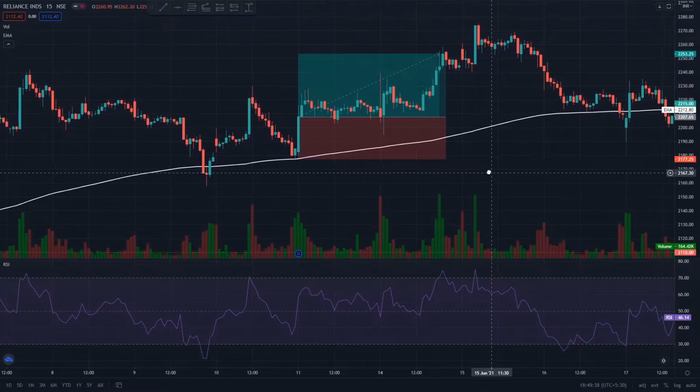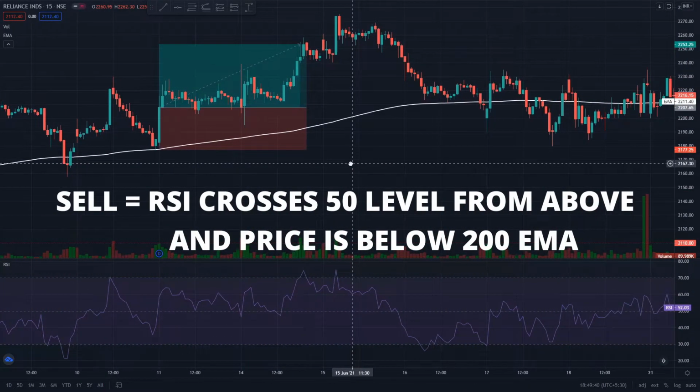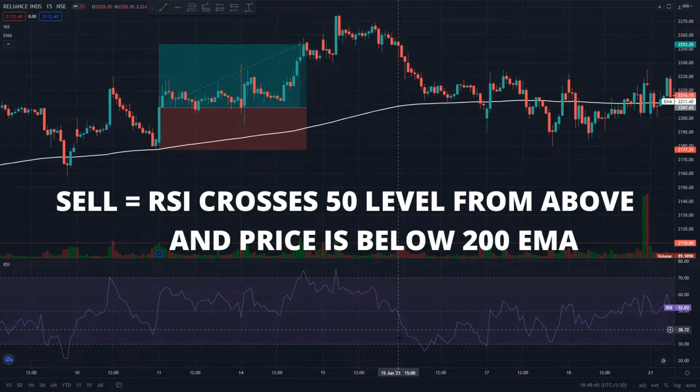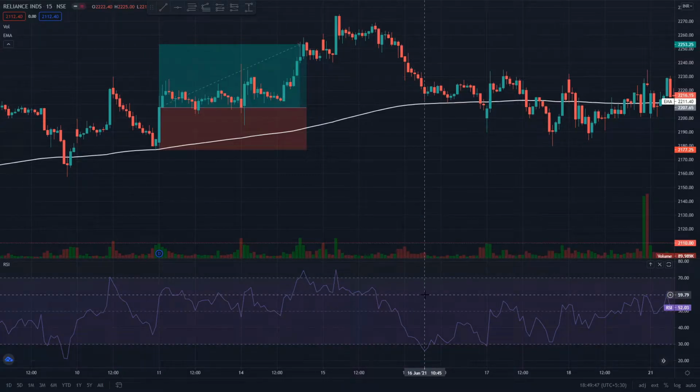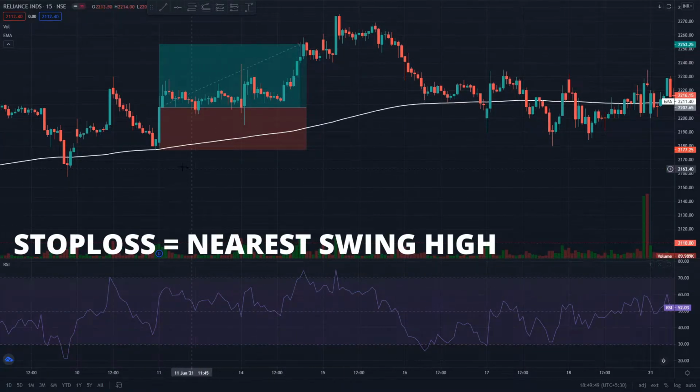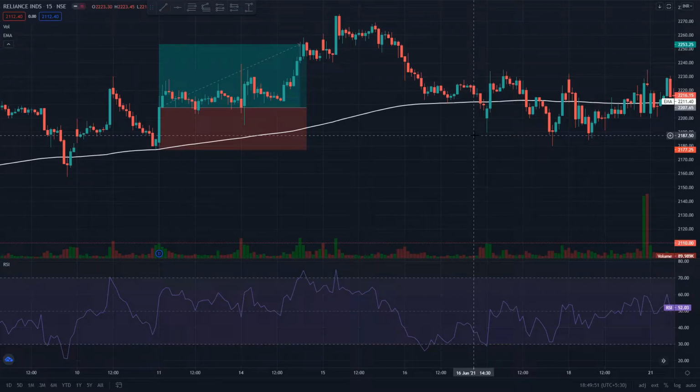And it's the opposite for a short trade. Only take a short when the price is below the 200 EMA and RSI crosses the 50 level from above. And you would set your stop loss to the nearest swing high for the short setup. Anyways, that's the setup. Let's test this 100 times and see exactly what the real win rate is. I'll let you know the full results after the test.